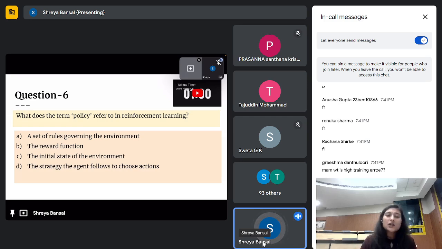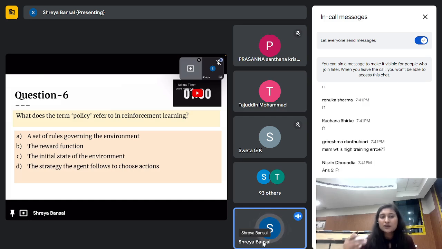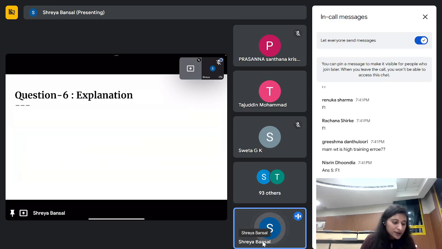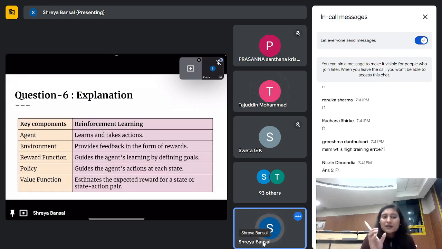Next question is what is policy? Basically, in reinforcement learning, policy means the strategy of how to choose action. So the answer is D. I'm not covering these factual questions in detail because I will share the PPTs and it will let you know the term policy.